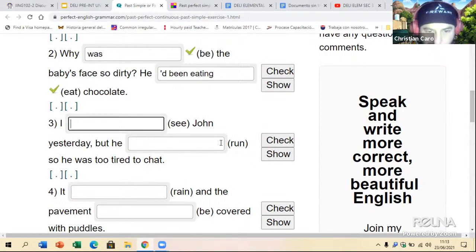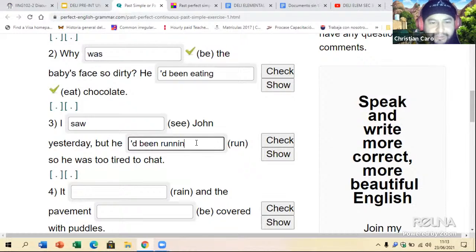All right, number 3. I yawned yesterday, but he was too tired. Okay, I got it. Las máquinas evolucionan, dicen Benjamin. AI van a dominar el mundo, Skynet, etc. Hay como 10 películas de dominación de máquinas. All right. Dice Tamara Vilches. So had been running. Okay. I saw John yesterday, but he'd been running. So he was too tired. Tomás dice yes. That's right. Very good job, guys. Excellent.